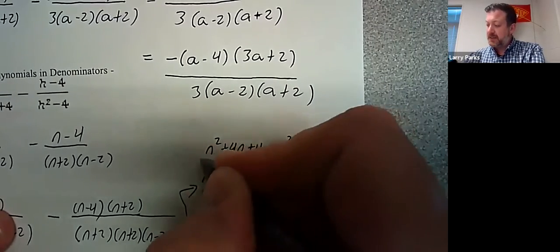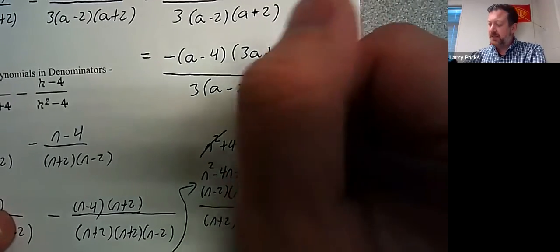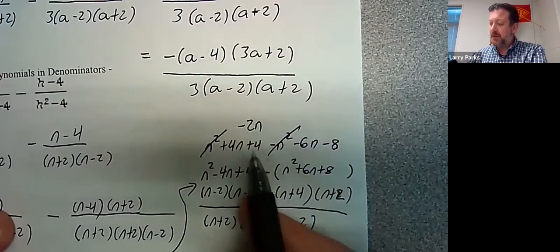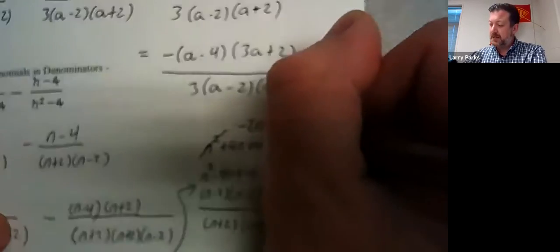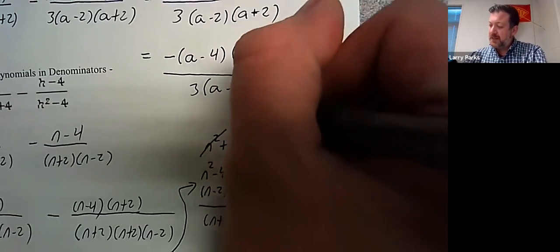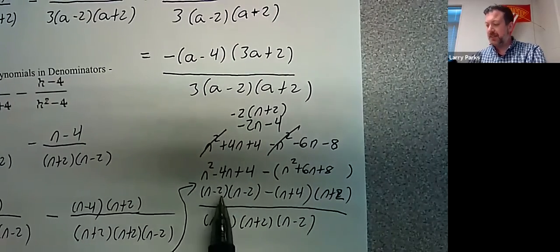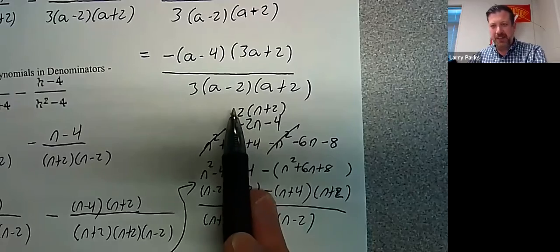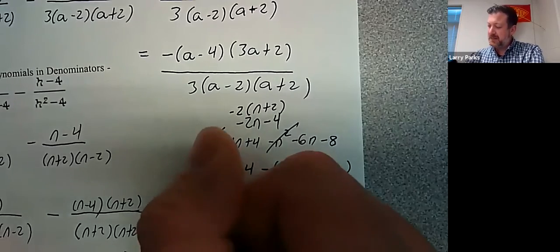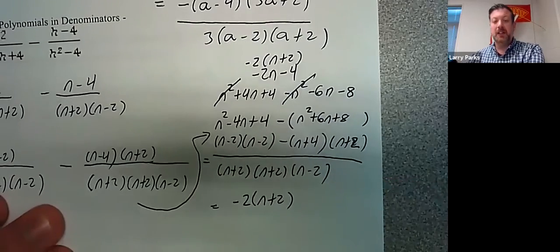N squared cancel. That's nice. 4n minus 6n is negative 2n. 4 minus 8 is negative 4. And then negative 2n minus 4, you can factor out a negative 2. You get n plus 2. So all of this made negative 2(n plus 2), all over the denominator.